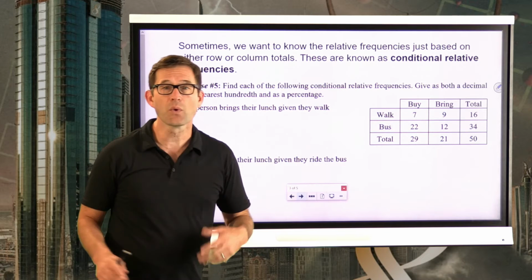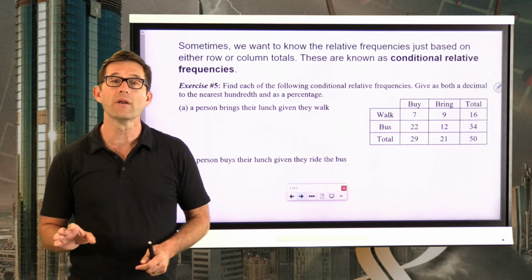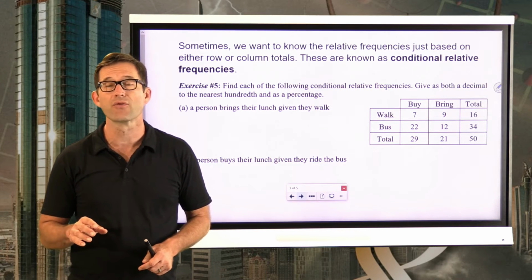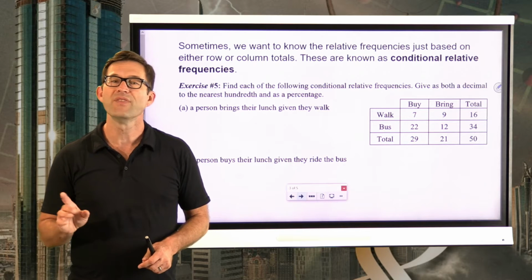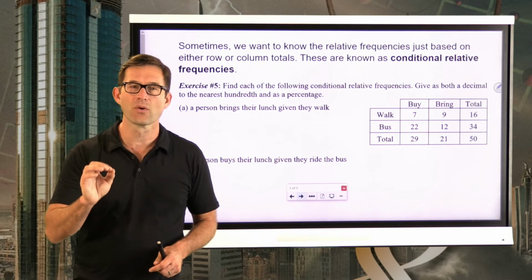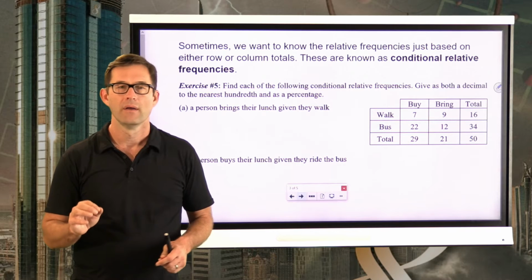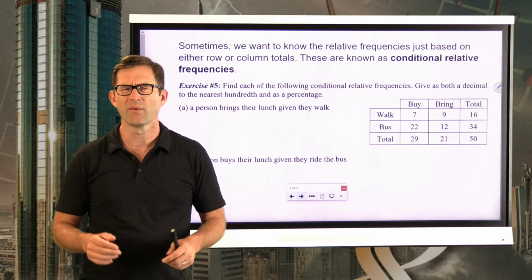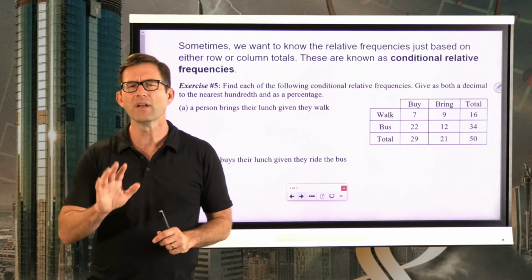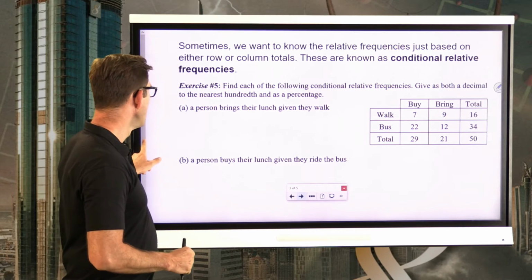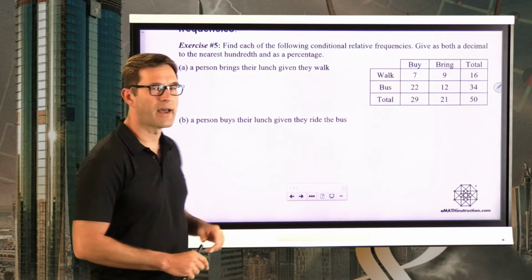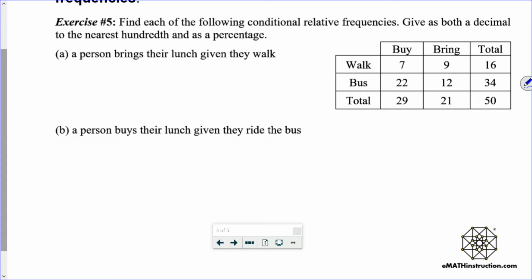All right, so let's work a little bit more with this. Now, sometimes we want to know the relative frequencies just based on either row or column totals, and these are known as conditional relative frequencies. Like if it wasn't bad enough, now we got to think about something a little bit different, but you'll get the hang of them. Let's take a look, exercise number 5. Find each of the following conditional relative frequencies. Give as both a decimal to the nearest hundredth and as a percentage.